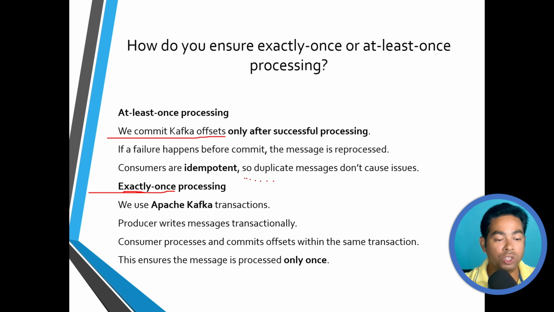As I told you, the consumer is idempotent in nature. That means one transaction ID is maintained on the consumer side. So Kafka will send the message only once, and it will be processed and the offset committed, with the same transaction. In this way, no duplicate message will be sent to the customer. So Kafka is maintaining that. This is a very good question. Now let's move to the next question.